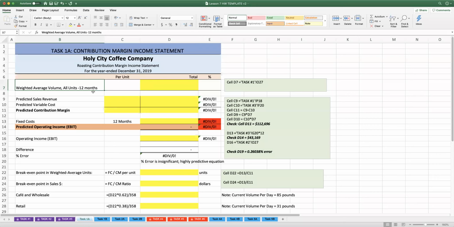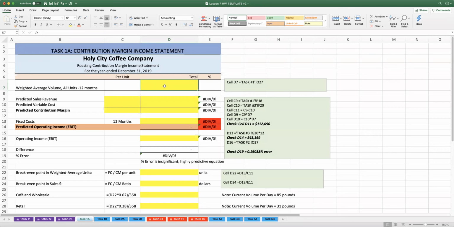This is your lesson 7 homework assignment. I'm going to walk you through how to complete the various tasks and how to interpret those. So the first thing we're going to do is create a contribution margin income statement.